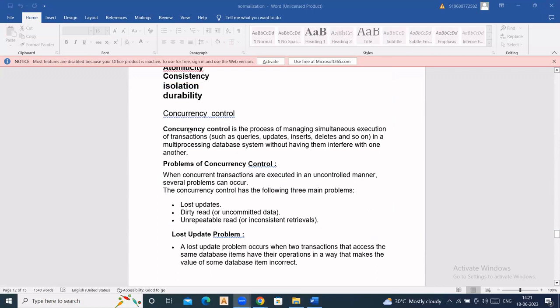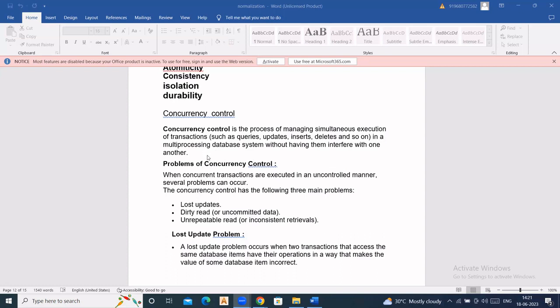Okay, now write down this point. First of all, understand what is concurrency control. It is the process of managing simultaneous execution of transactions in a multi-processing database without interference with one another. So concurrently it can execute.